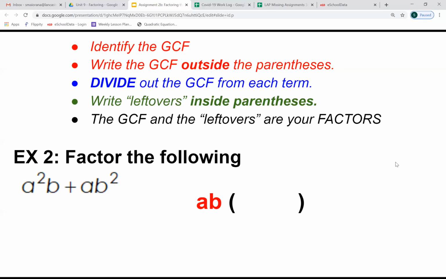Now I want to divide each term by that GCF. So when I take my first term, a squared b, and divide it by my GCF of ab, the b's cancel, but I have a left. When I divide ab squared by my GCF of ab, this time the a's cancel, and I have a b left. So a plus b is my leftovers that I put inside the parentheses. So then there's my factored form.